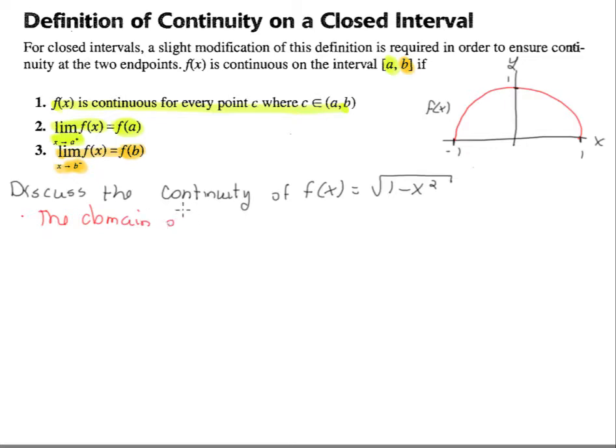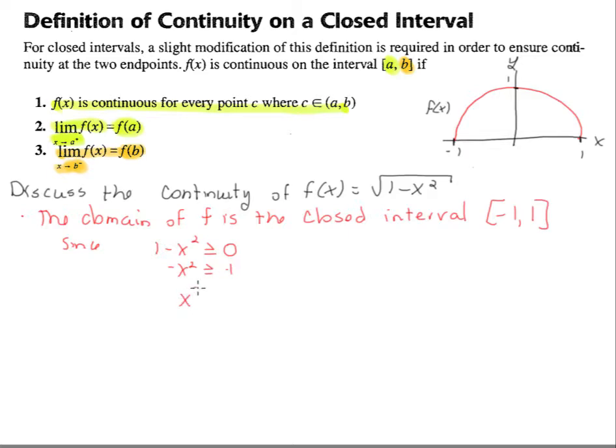First, I look at the function. f of x equals the square root of 1 minus x squared. From the list of all those functions I gave you last time, we know that a radical function is continuous everywhere in which the function is defined. Now, this is a square root, an even root, so I know what's underneath the radical cannot be negative. So I know that 1 minus x squared must be greater than or equal to 0.